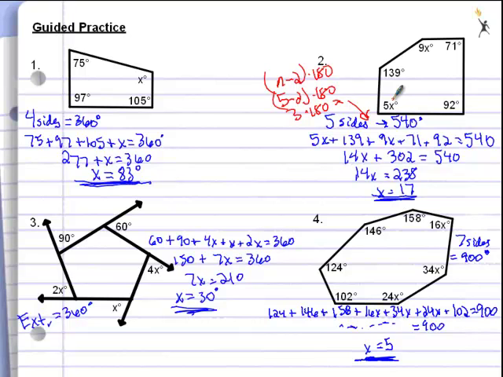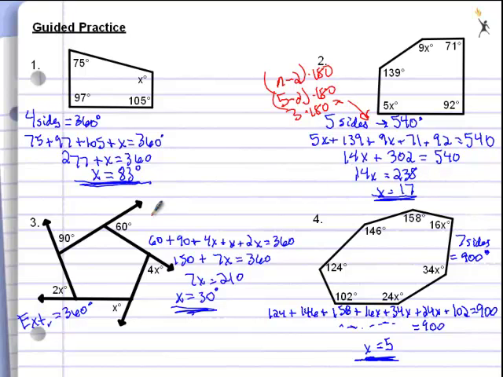Then you can see that we started off writing our sentence. 5x plus 139 plus 9x plus 71 plus 92 should add up to 540. We combine our like terms to get 14x plus 302 equals 540. We subtract 302, then divide by 14, and we get x equals 17.